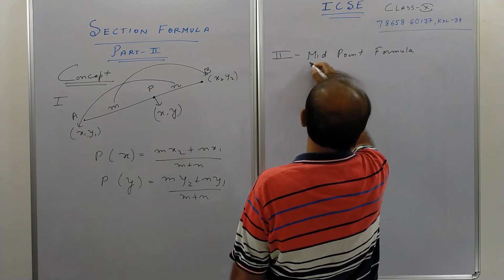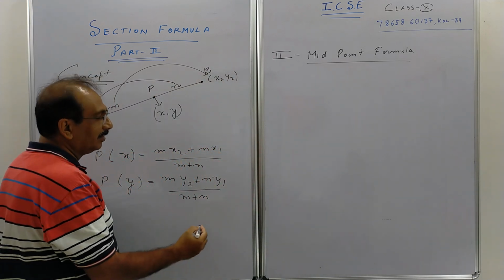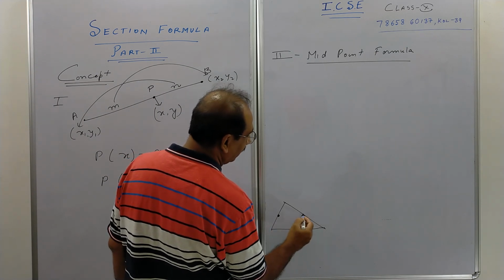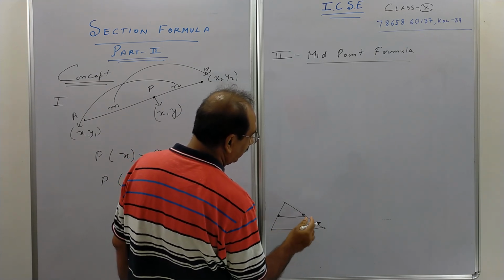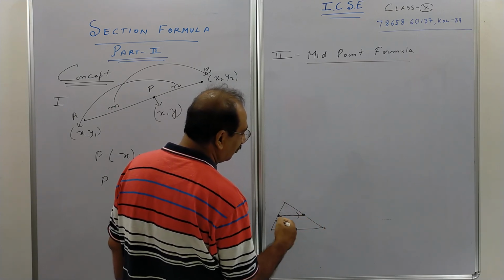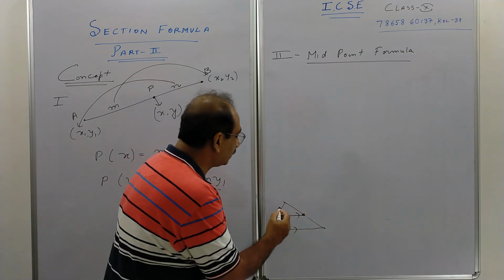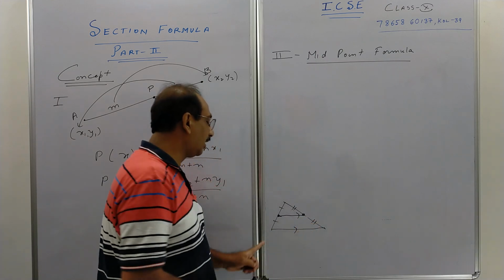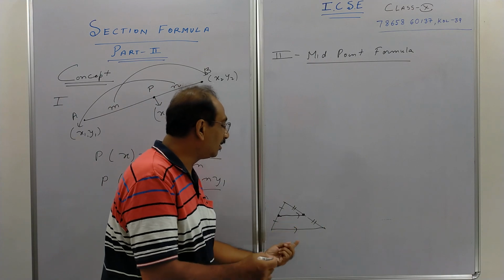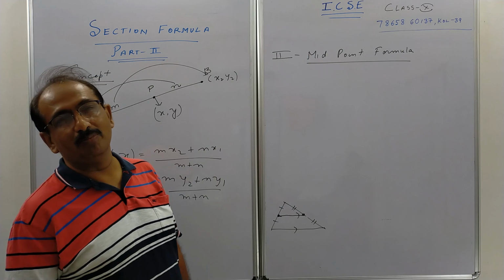Now, children, don't get confused with the midpoint theorem. In class 9 we have done the midpoint theorem, where a line joining the midpoints of two sides of a triangle is parallel to the third side and half of it. That is the midpoint theorem, class 9 geometry.